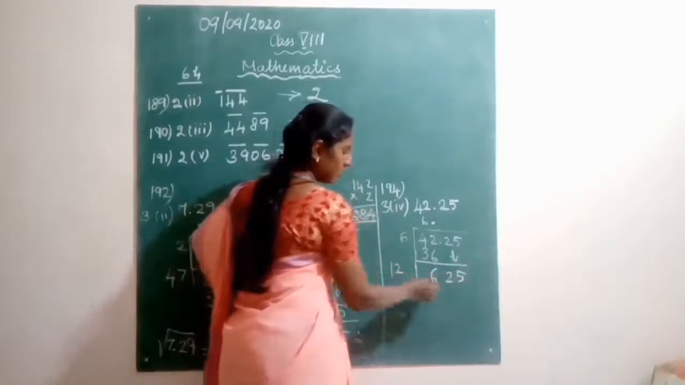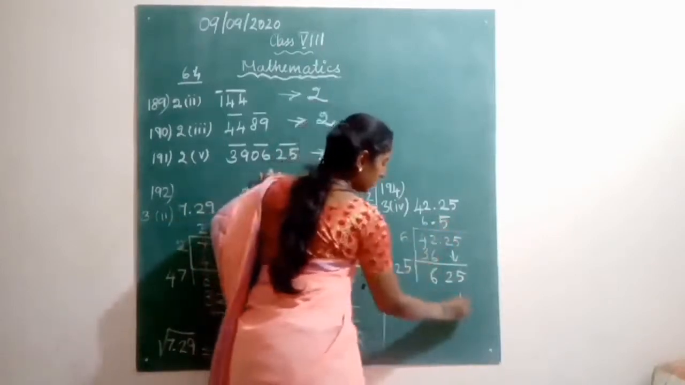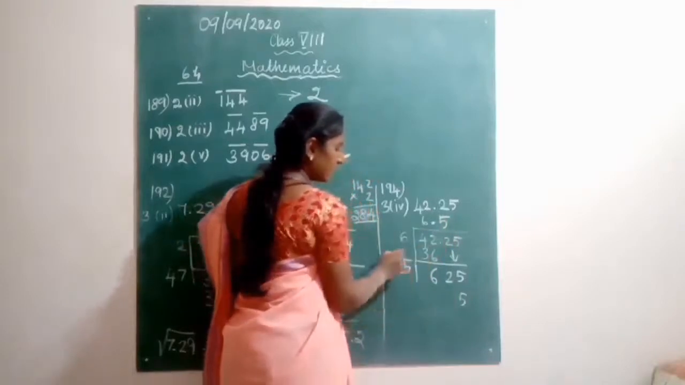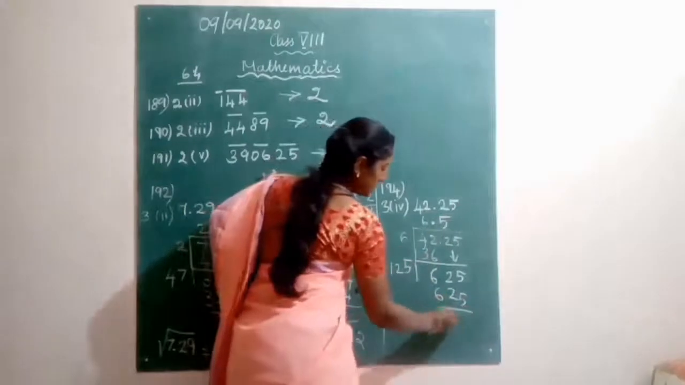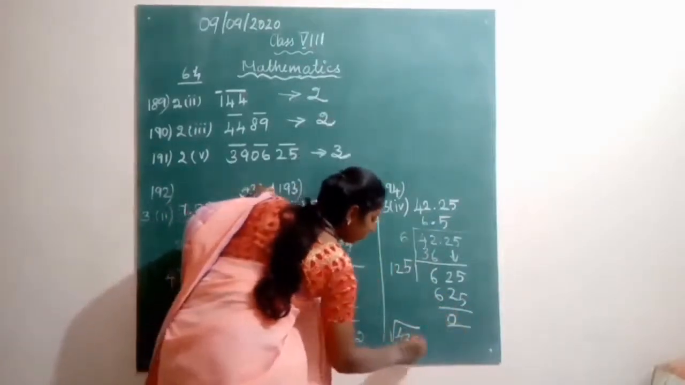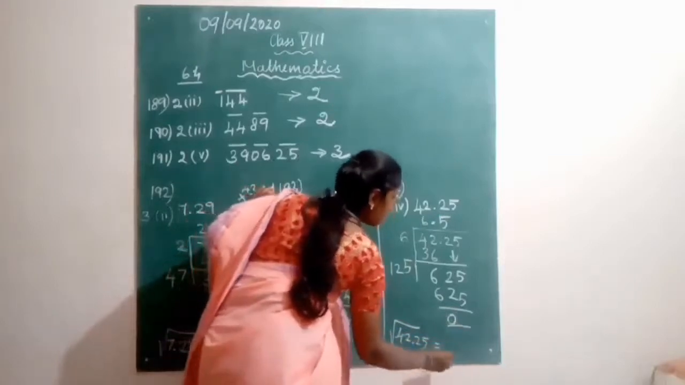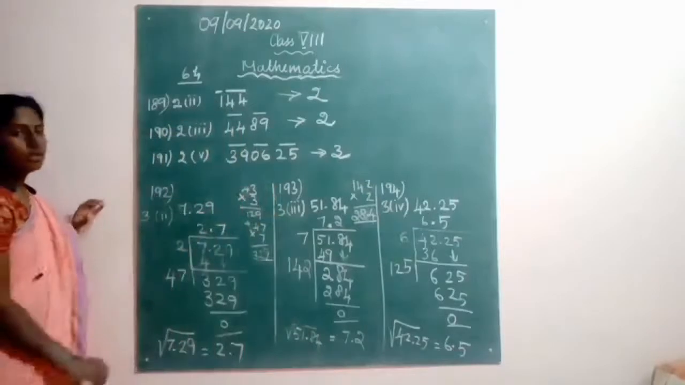So here 5. So obviously it is 5. So 5 5s are 25, 5 2s are 10, 10 plus 2, 12, 5 1s are 5 plus 1, 6. 0. Okay. So the square root of 42.25 is how much? It is 6.5. Understood all of you? So kindly check your answers.